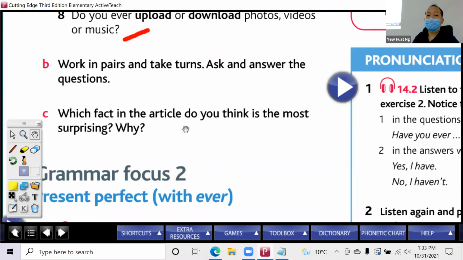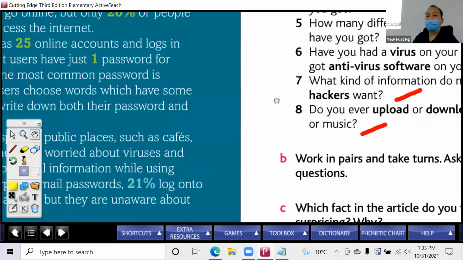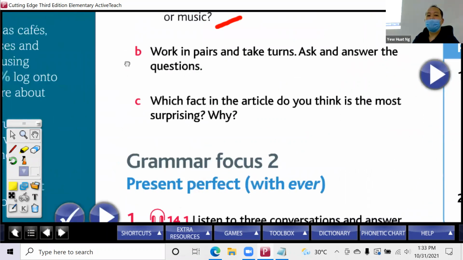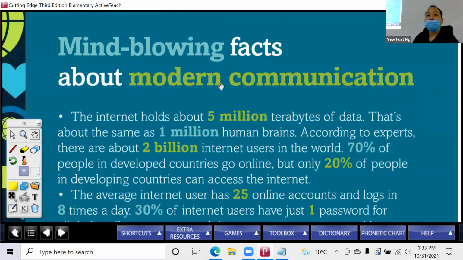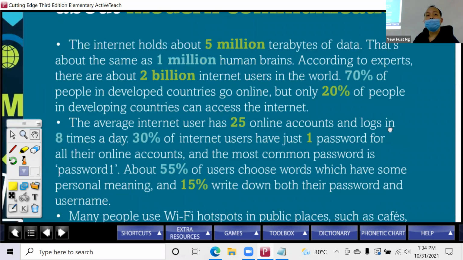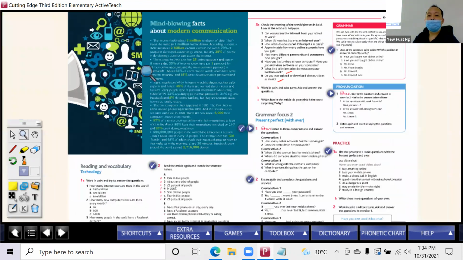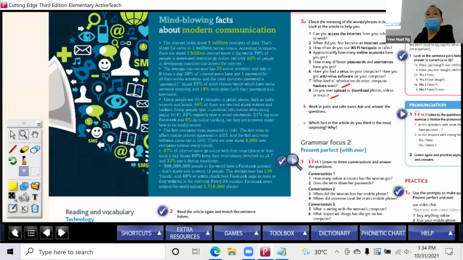So let's discuss which one do you think is which fact? I've got so many, right? So which fact do you think is the most amazing? Which fact do you think is the most amazing?